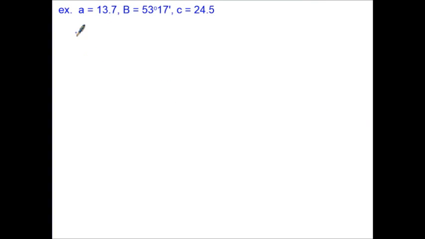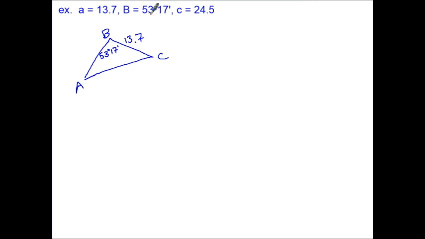Alright, so here's 3 bits of information about a triangle, and our directions here are going to be to find the area. Okay, well, again, first thing I think is a good thing to do is draw a very bad triangle, ABC, and label what we know just to make sure we're looking at the right information in the right sort of sequence. Alright, so I've got a 13.7, a 53 degrees, 17 minutes.